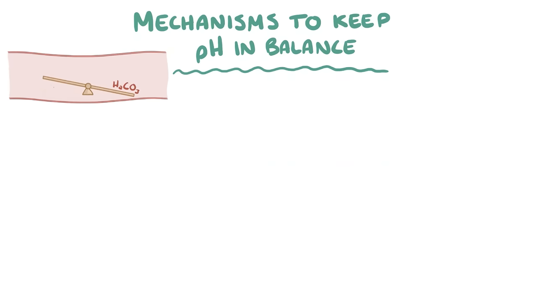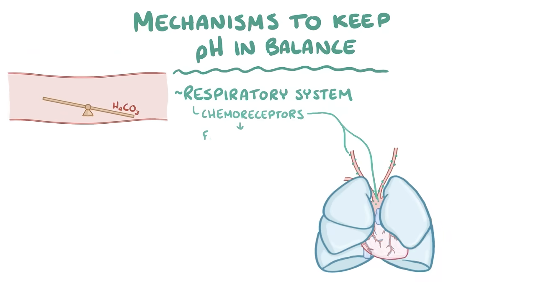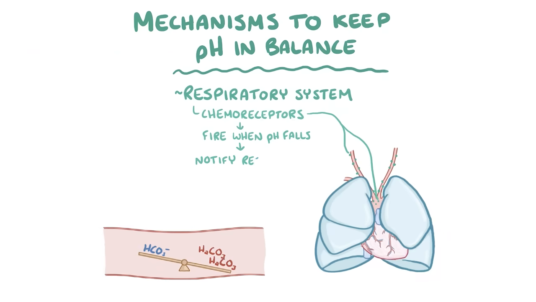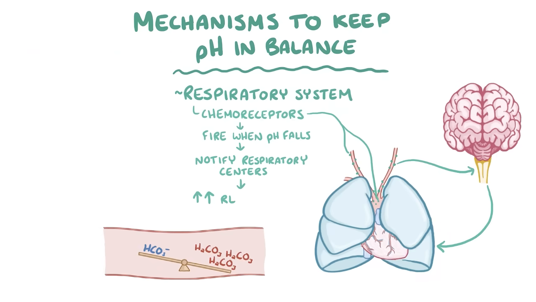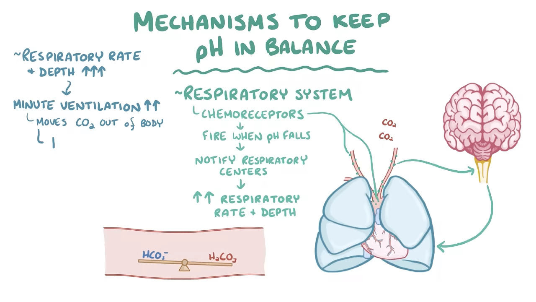Another important regulatory mechanism involves the respiratory system, and starts with chemoreceptors that are located in the walls of the carotid arteries, and in the wall of the aortic arch. These chemoreceptors start to fire when the pH falls, and that notifies the respiratory centers in the brainstem that they need to increase the respiratory rate and depth of breathing. As the respiratory rate and depth of each breath increases, the minute ventilation increases, which is the volume of air that moves in and out of the lungs in a minute. The increased ventilation helps more carbon dioxide move out of the body, which reduces the partial pressure of carbon dioxide in the body, which increases the pH.